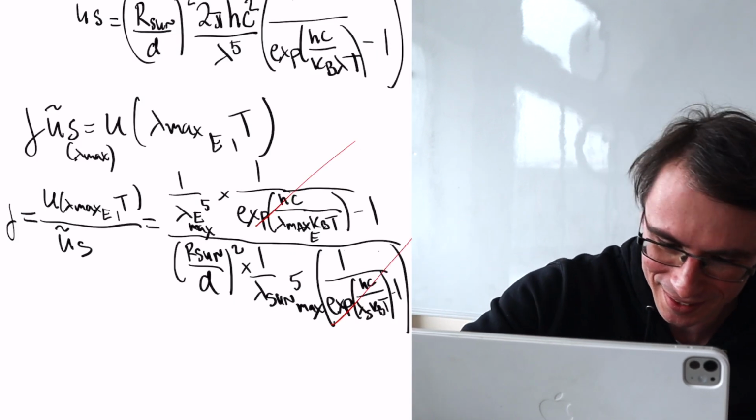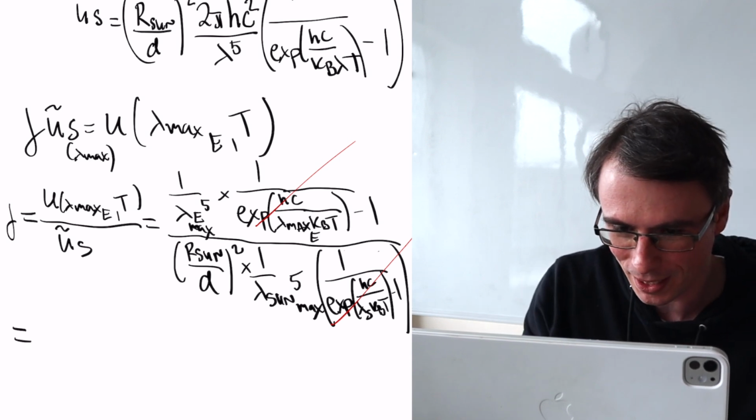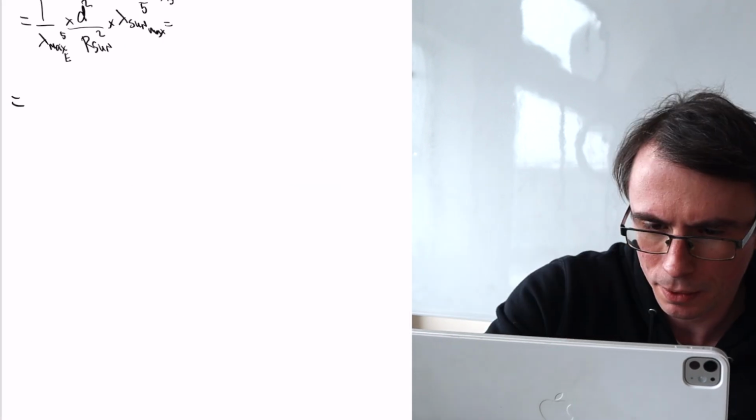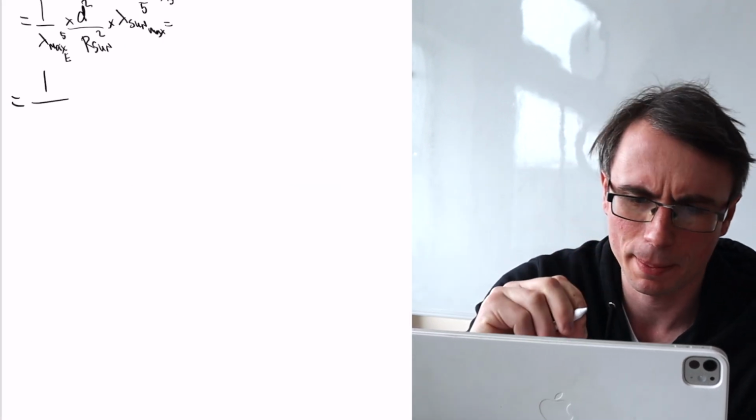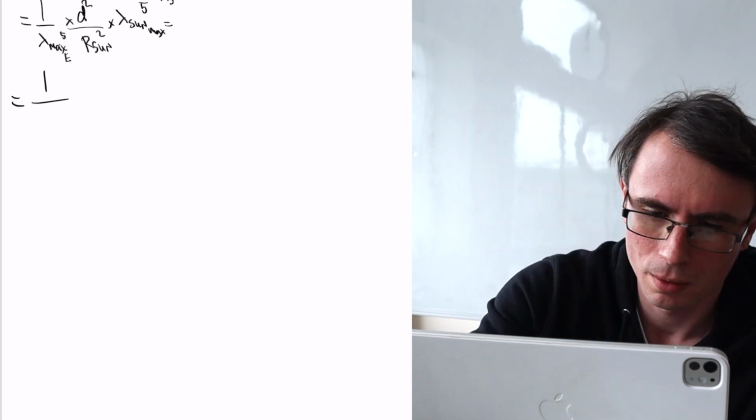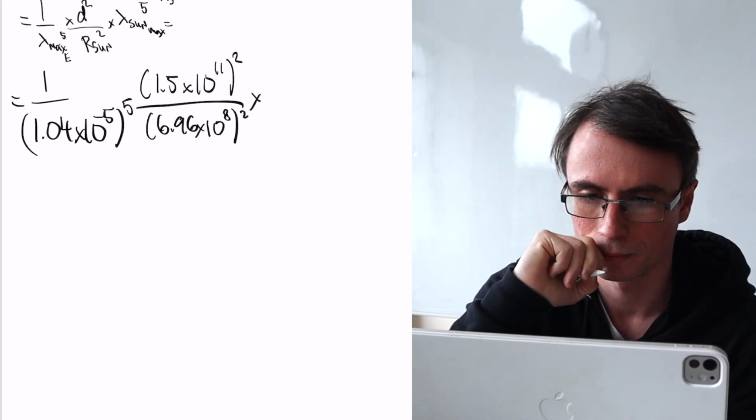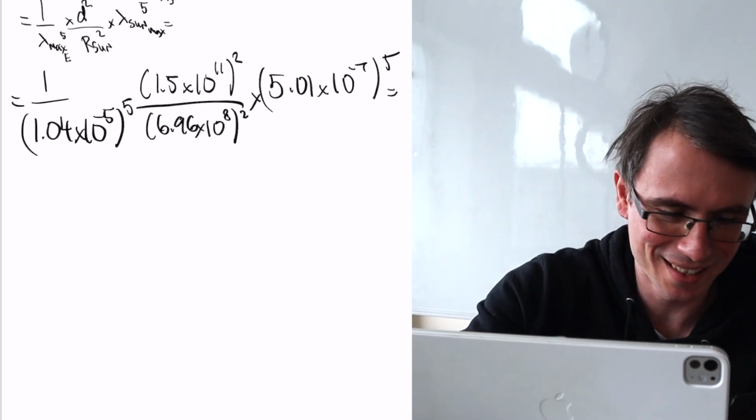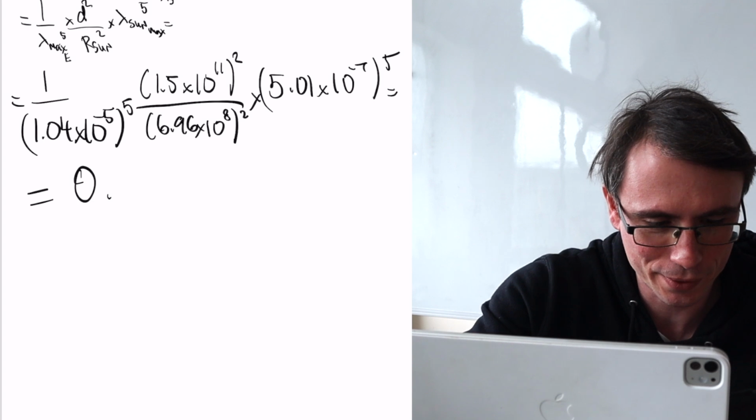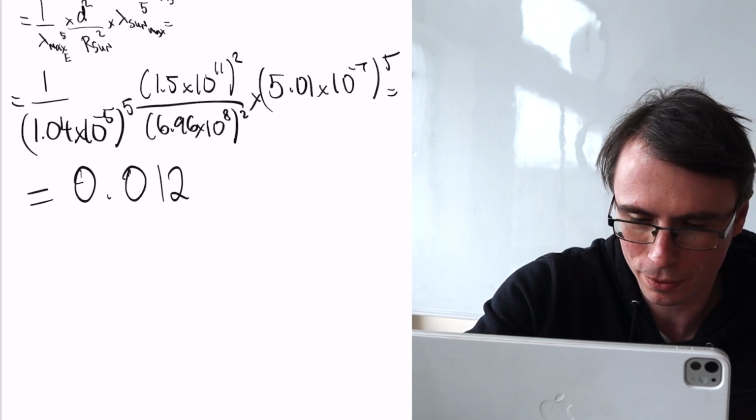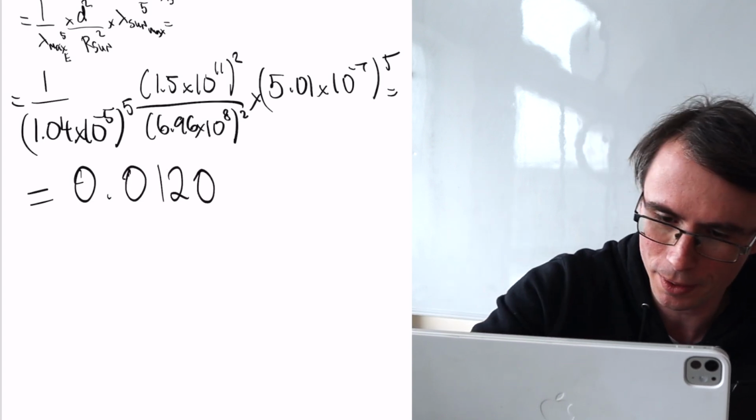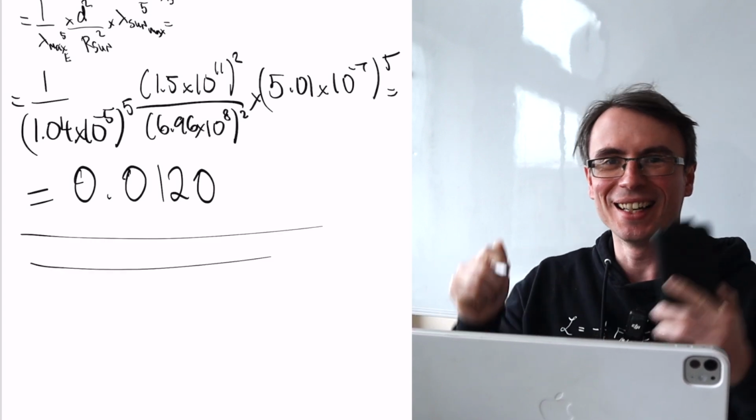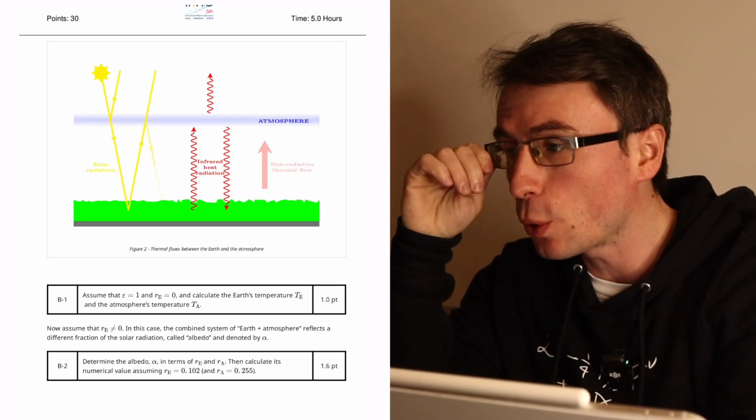So let's tidy this expression up. That's going to give me 1 over, that is equal to 1 over lambda max e, what is that? Right, more putting stuff into the calculator. And this gives us a grand total of 0.0120499, etc. Let's leave it as that as our scale factor. Yay! Now we're going to be looking at the actual greenhouse effect.